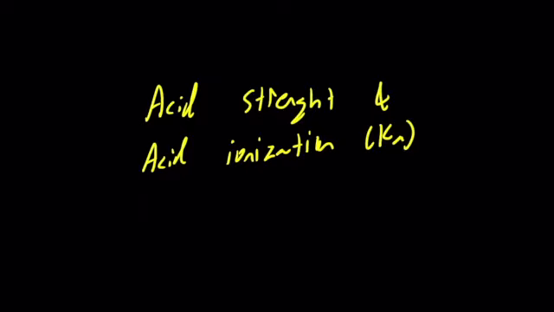So in this video we'll be going over acid strength and acid ionization. Before we begin, let's ask ourselves, how is the strength of an electrolyte determined? It turns out that it's determined by the dissociation of the electrolyte into its component ions in the solution. What does this mean exactly?